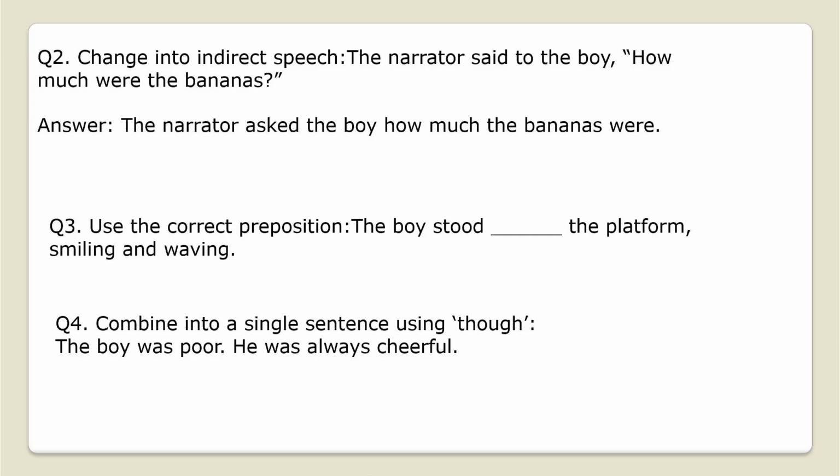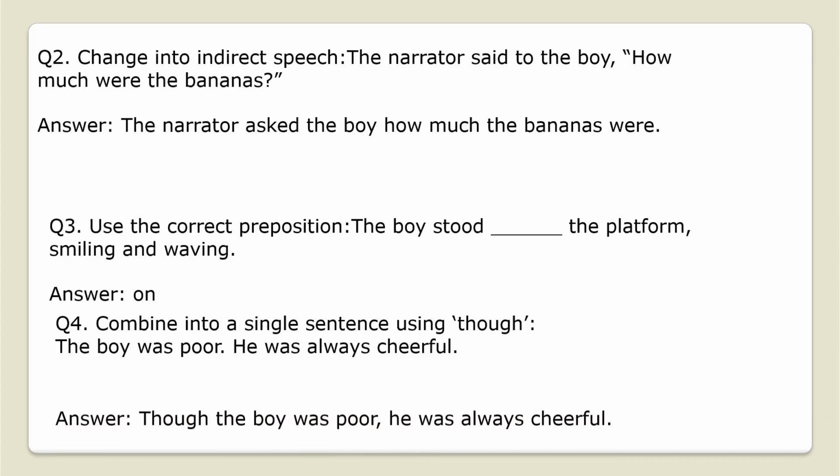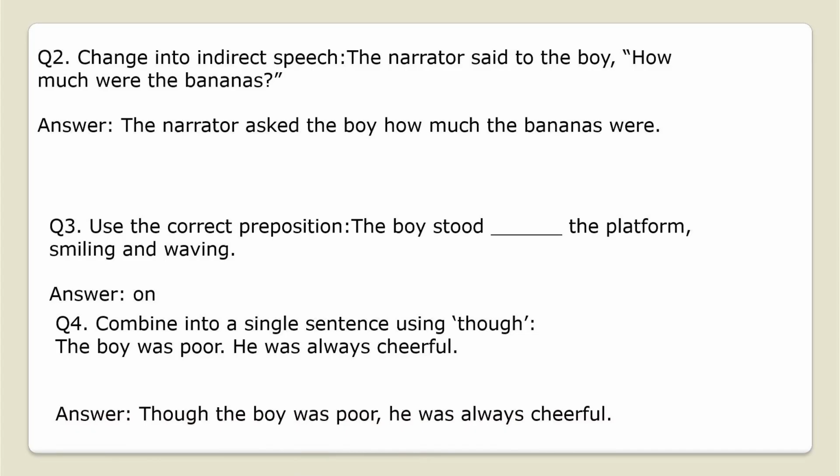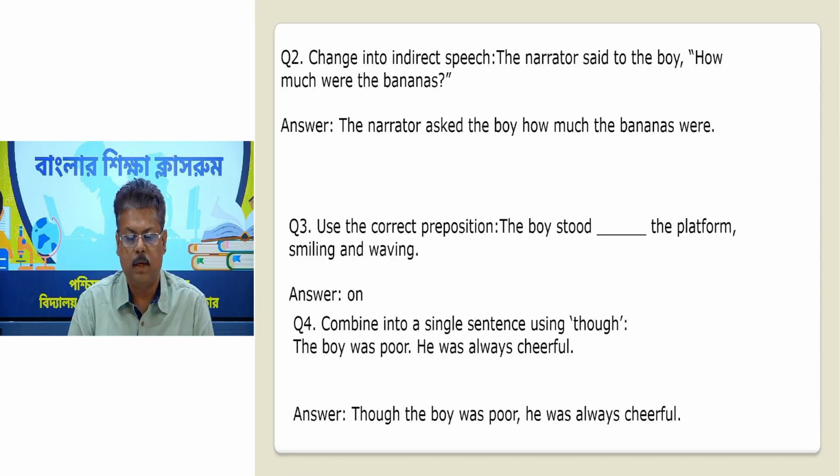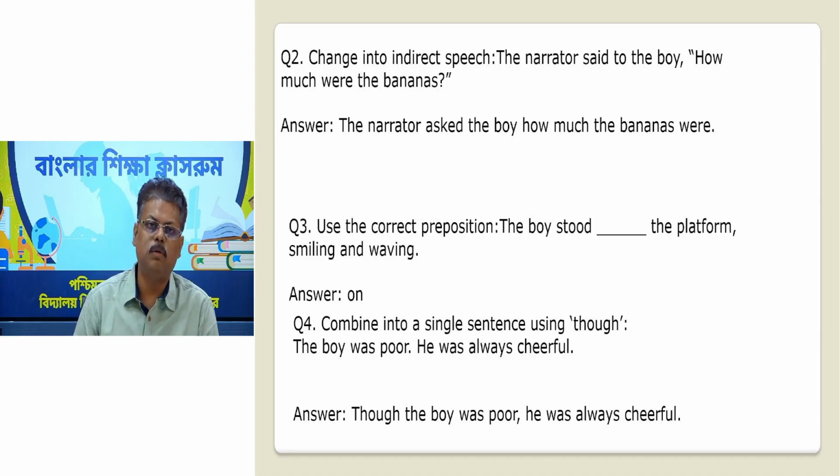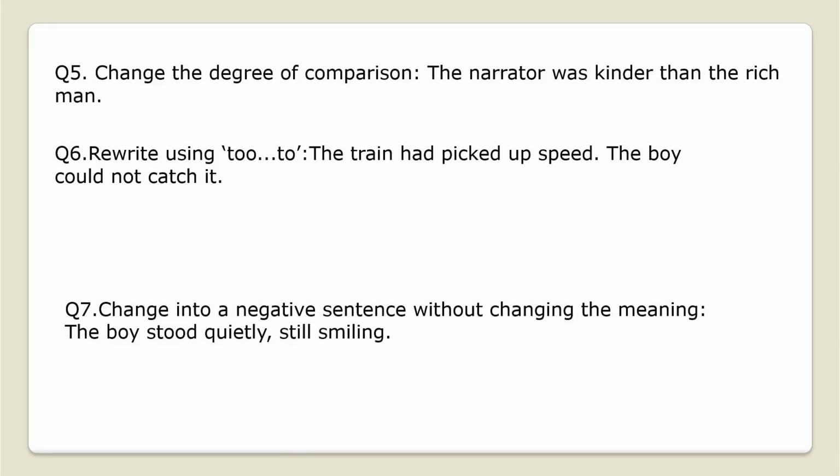So, can you tell me what kind of a sentence it will be after you combine these two simple sentences into a single sentence? It will be a complex sentence. So, though the boy was poor, he was always cheerful. And the answer to that question will be, oh, I have already told you, it will be on. Next, change the degree of comparison.